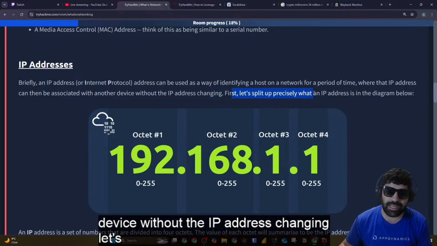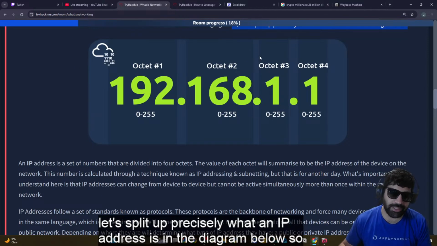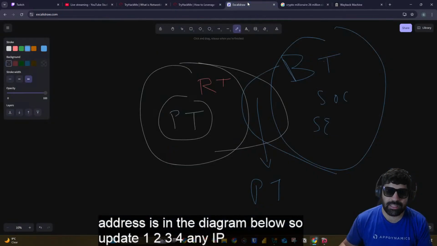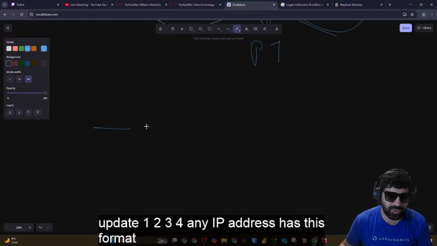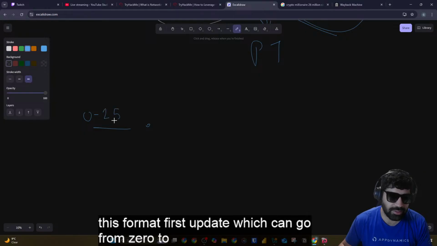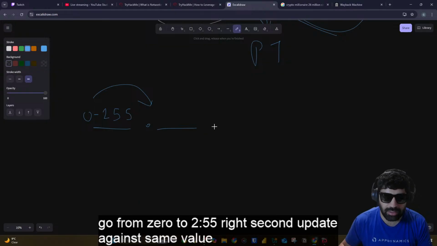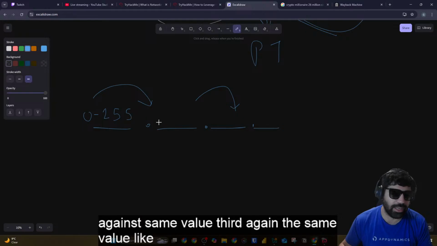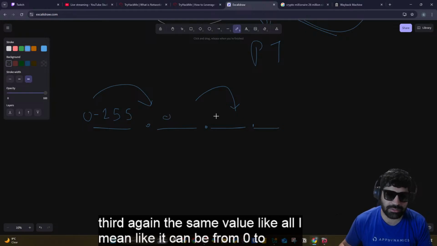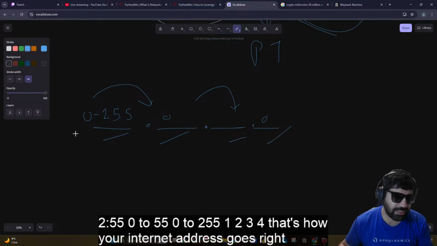Let's split up precisely what an IP address is in the diagram below. So octet 1, 2, 3, 4. Any IP address has this format. The first octet can go from 0 to 255, right? The second octet has the same range. The third again the same. It can be from 0 to 255, 0 to 255, 0 to 255. 1, 2, 3, 4. That's how your internet address goes, right?